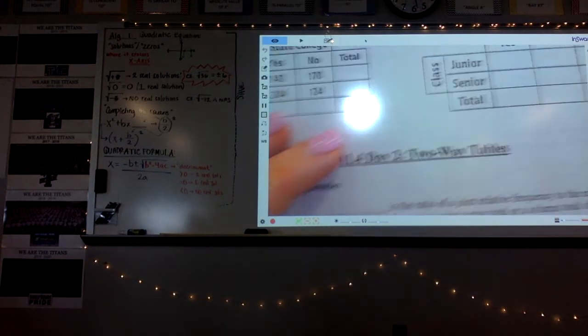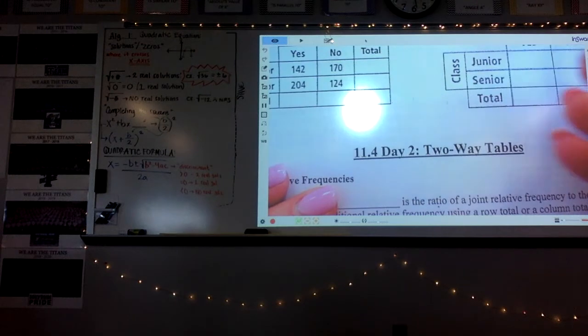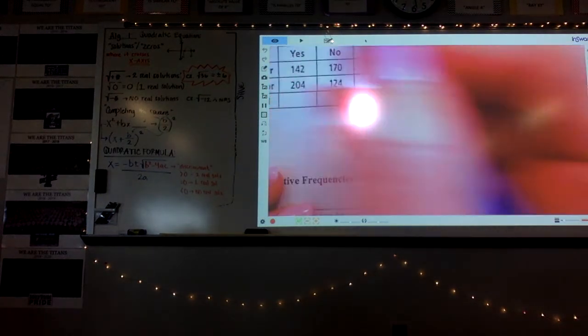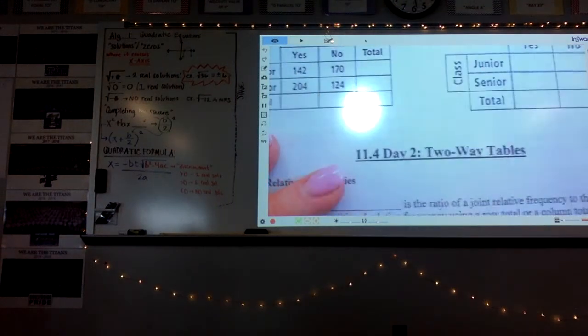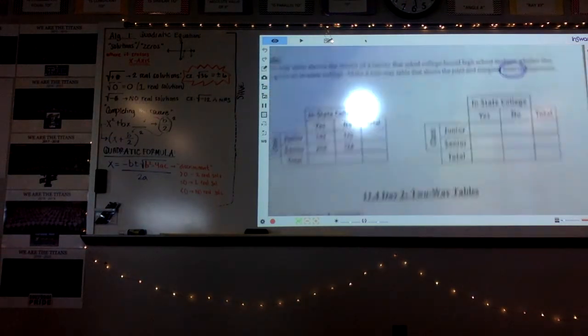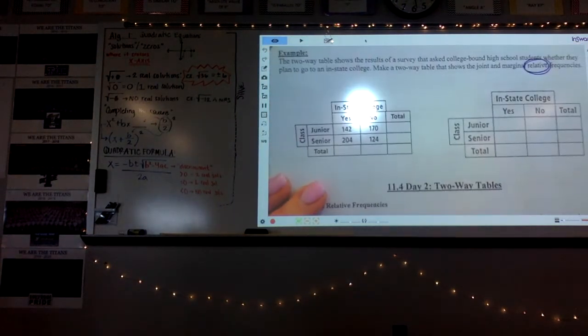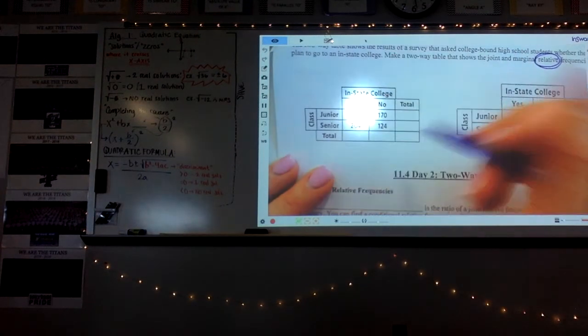The two-way table shows the results of a survey that asked college-bound high school students whether they plan to go to an in-state college. Make a two-way table that shows the joint marginal relative, that's the key word, oh, relative, that means decimals, frequencies. Let's just finish off the two-way table to start here.